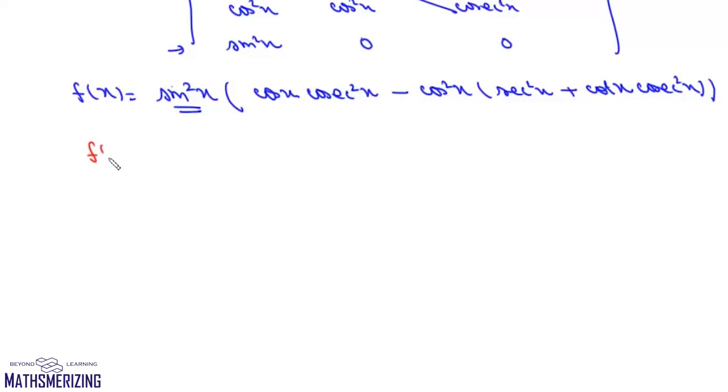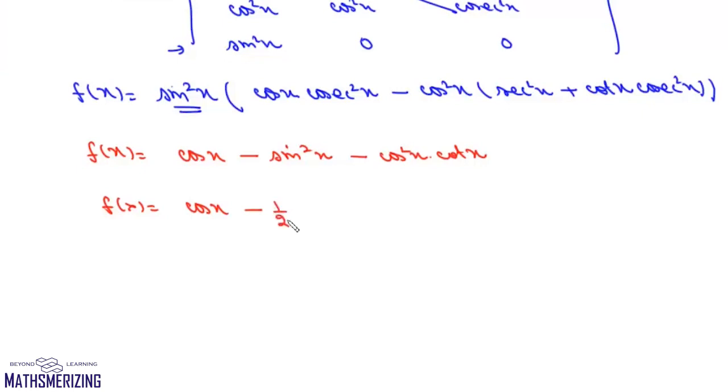Now we'll multiply this sin square x inside. Now we can write this function f(x) as cos x minus sin square x, and then minus cos square x into cot x. Now we can write this function f(x) as cos x minus, now we'll multiply it by 2 and divide by 2, we'll get 2 sin square x, and 2 sin square x is 1 minus cos 2x, and here we'll write this as 1 minus sin square x, cos x upon sin x.